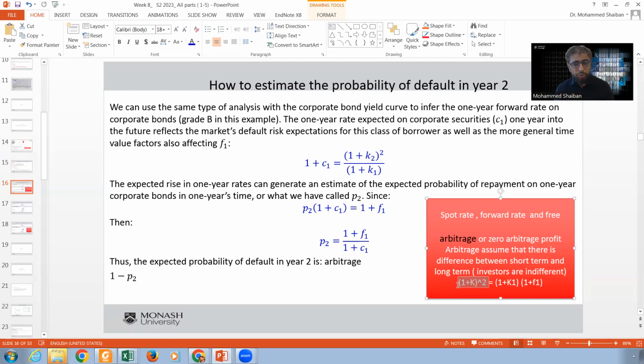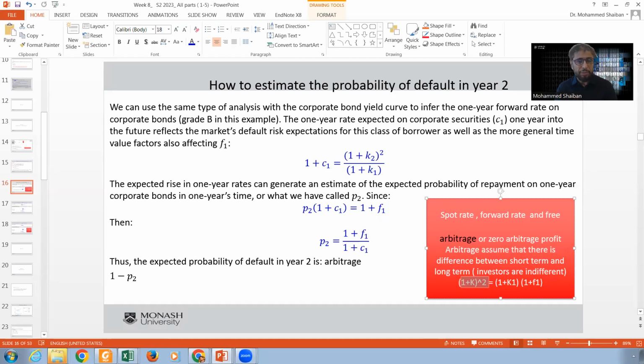Which means if you invest for 2 years, spot rate. If I give you an investment for 2 years, there is no difference if you invest for 1 year and then liquidate your investment and invest in the second year. It will give you the same return. So there is no difference between investing in the long term for 2 years from now or investing only if you are an investor of 2 years. You have no difference if you invest for 2 years according to the spot rate, or invest for 1 year, then liquidate, then invest for the second year. This is the concept of arbitrage.